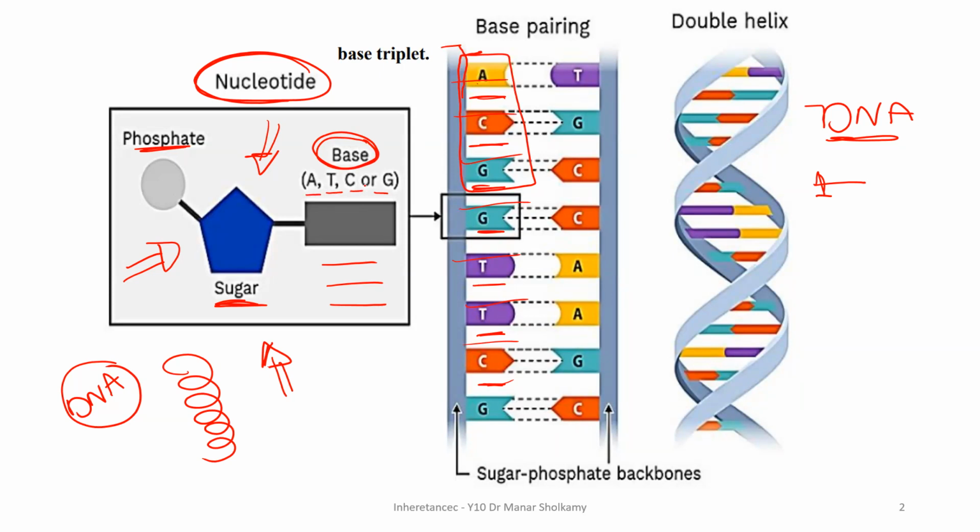And these bases can be arranged in a particular order. This order determines which protein will be produced. So the DNA contains nucleotides. This is not a protein. Okay?